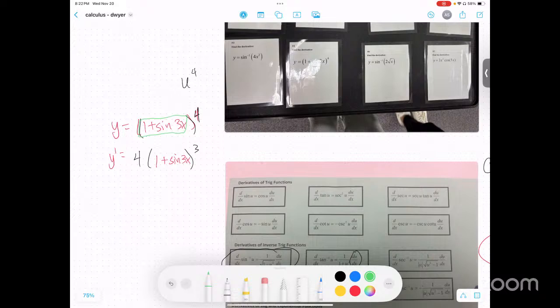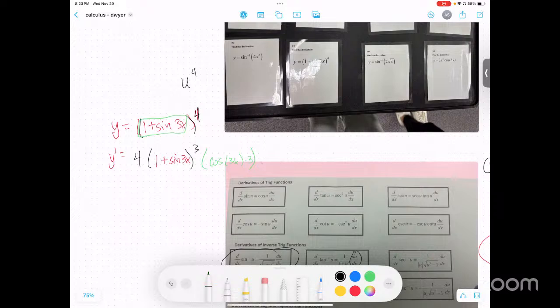What's the derivative of 1? It's just 0. There's nothing. And what's the derivative of sine 3x? Cosine 3x. It's cosine 3x times the derivative of 3x, which is what? 3. So now let's clean this mess up, okay?